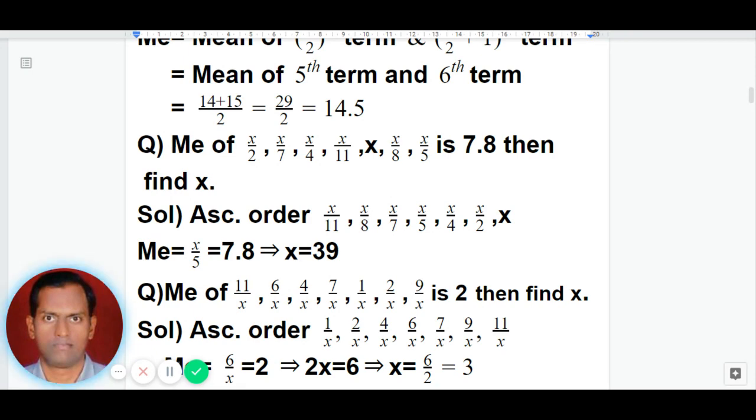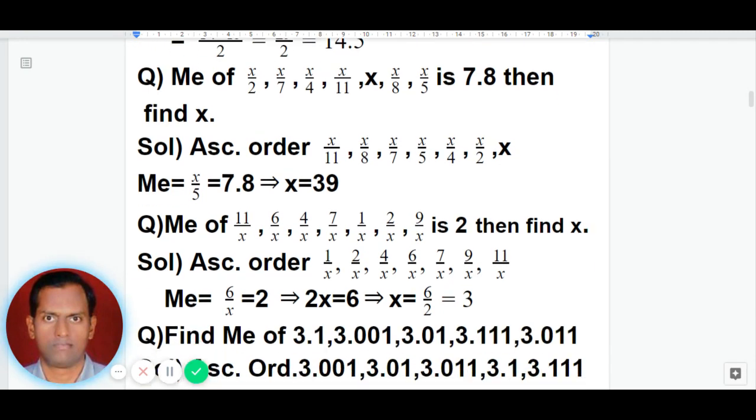Now the median, the middle term, is x by 5. It is given as 7.8. So by simplification, x is equal to 7.8 into 5, which is 39.